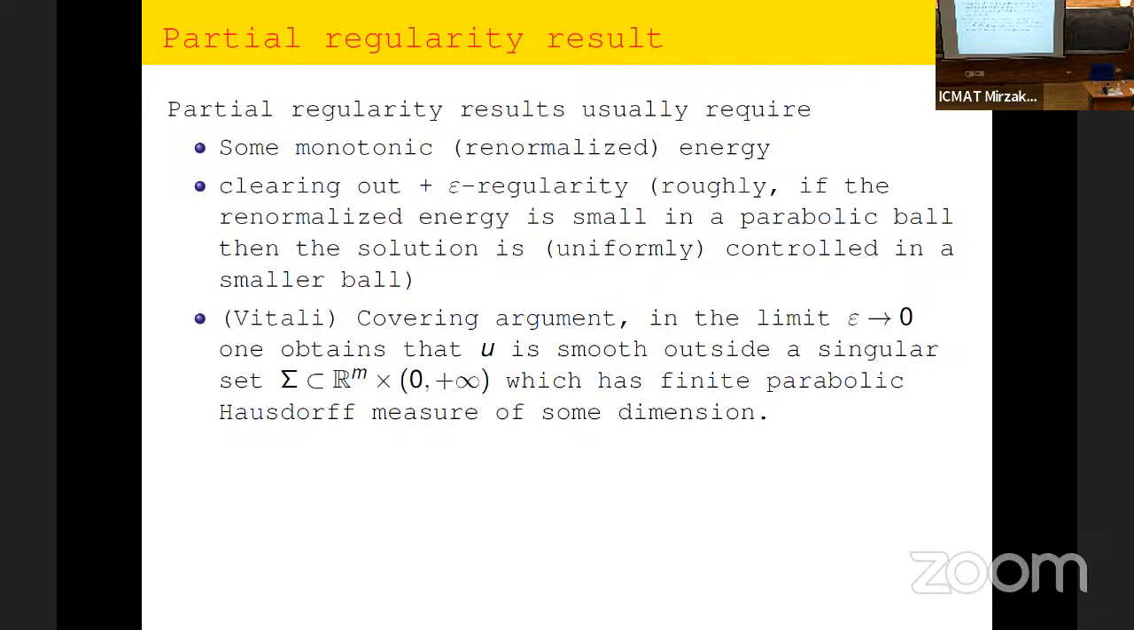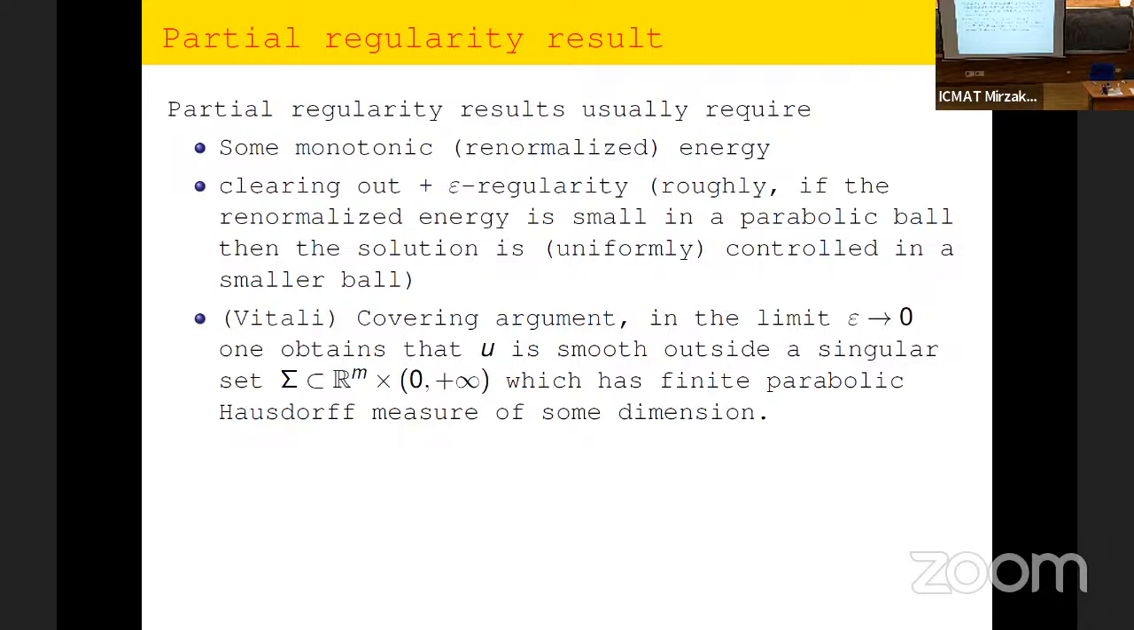After that, you play with a covering argument that gives you that in the limit your solution U is smooth outside a set in space and time, which has finite parabolic Hausdorff measure of some finite dimension. And of course you want to understand of which dimension. Okay, this is just the program.